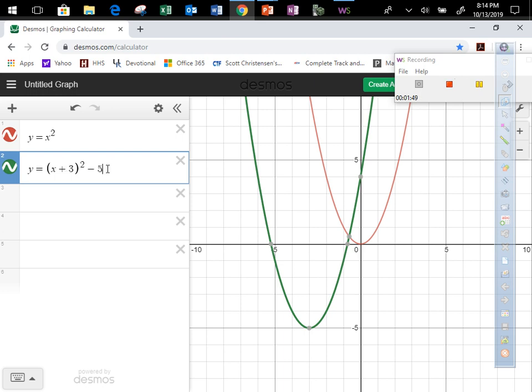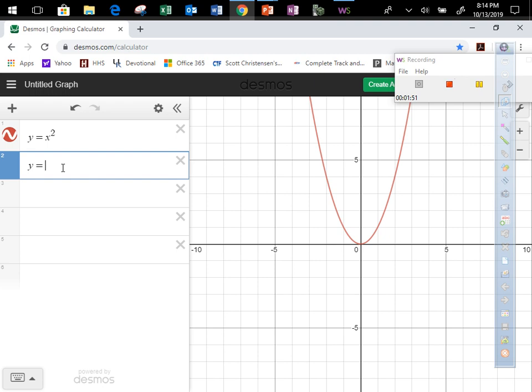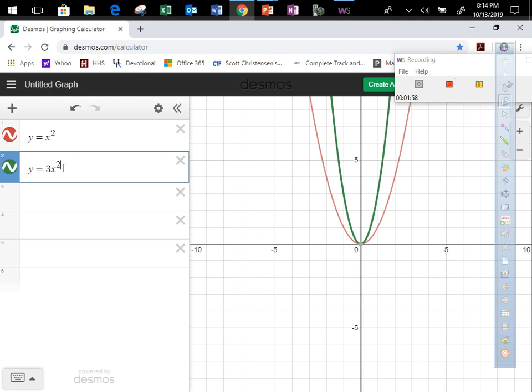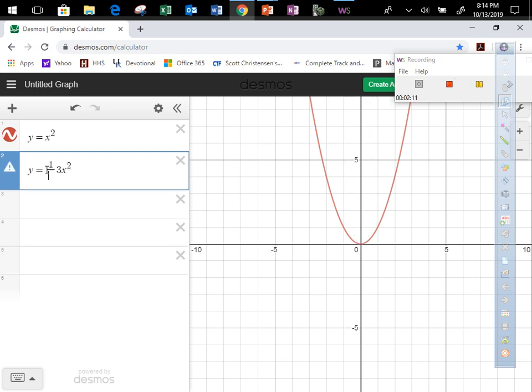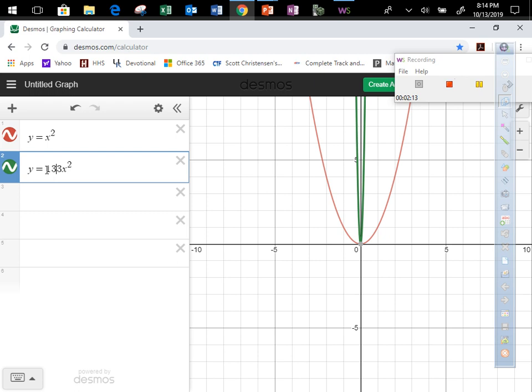Now, I'm also going to pick on this again. Notice what happens to my graph when I put a number in front that's greater than 1. Notice it made the graph skinnier. Instead of calling it skinnier, we call that vertically stretched. If the number's smaller, between 0 and 1, let's just call that 0.3, notice that made it wider. What we'll call that is vertically compressed.